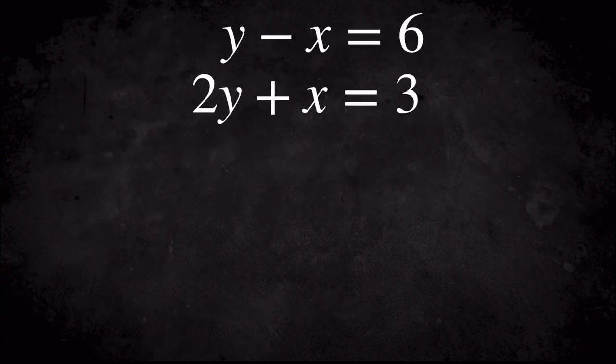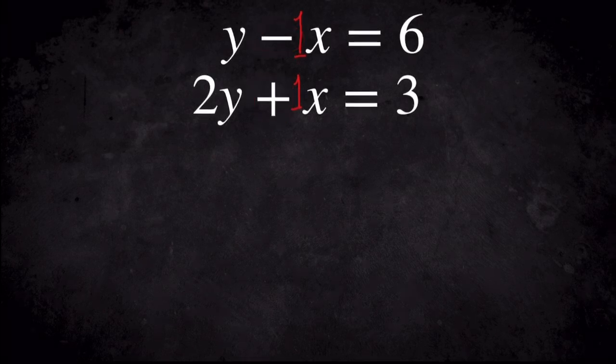Now let's do a problem. As you see here, both of the equations are already in standard form. And both x's have 1 as the coefficient, but one is negative and one is positive. So now we need to add the equations together. To add equations together, we're going to add the right side with the right side and the left side with the left side.